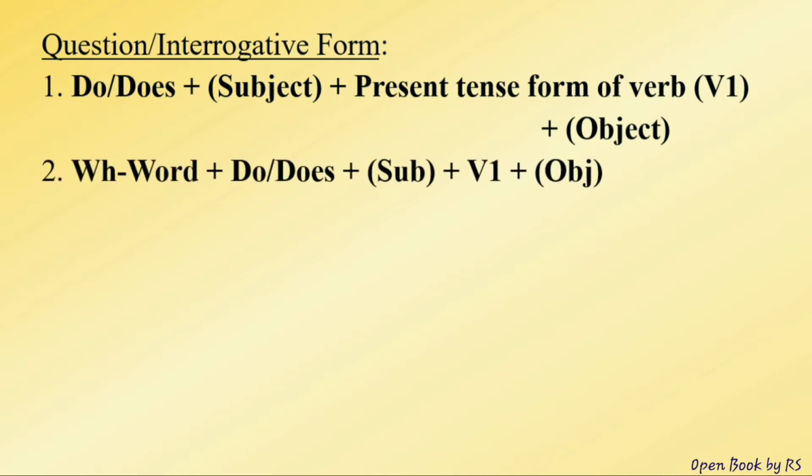Next, the second type of questions. These questions begin with a WH word like who, which, where, when, what. So first WH word plus do or does plus subject plus present tense form of verb plus object. So here also you should remember, sometimes you may use the subject and sometimes you may remove it, and the same is the case with the object also. Now look at the examples.